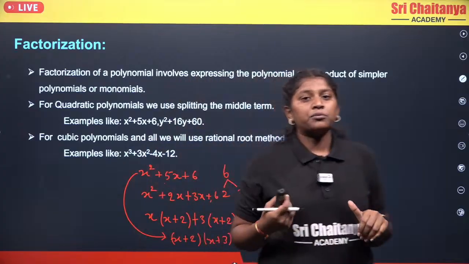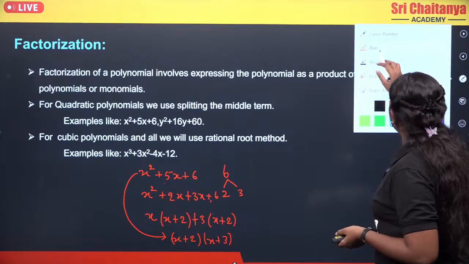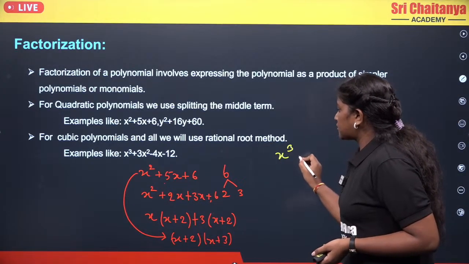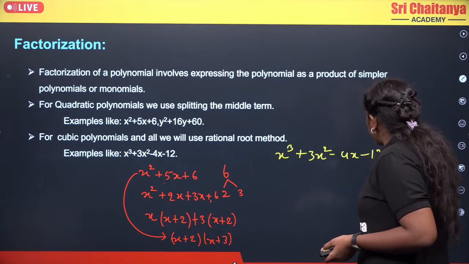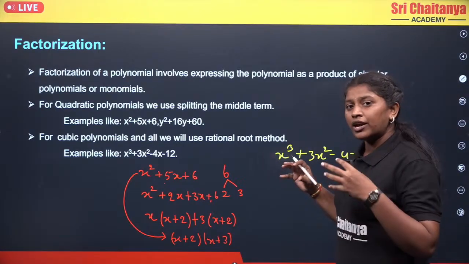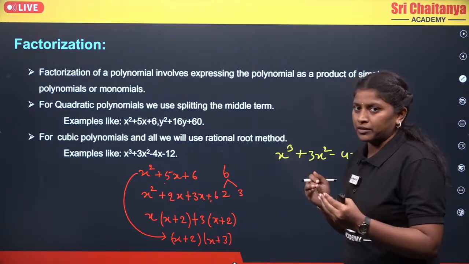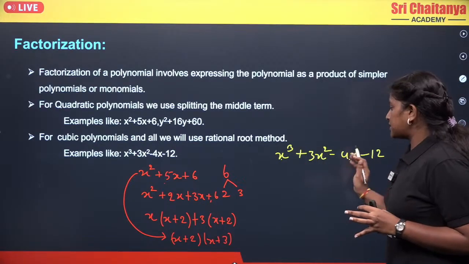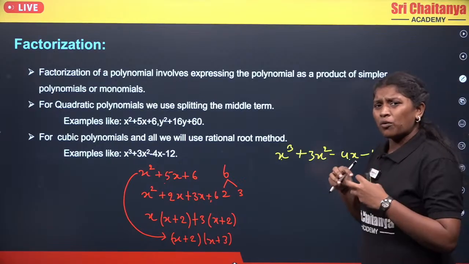Now coming to polynomials with degree greater than 2, like cubic and multi-degree polynomials. If you take a cubic, it is x cube plus 3x square minus 4x minus 12. For cubic polynomials we have two methods. If you observe common factors between the terms, then we can go for regrouping. If you observe clearly, x cube and 4x, and 3x square and 12, seem to have something common between them.